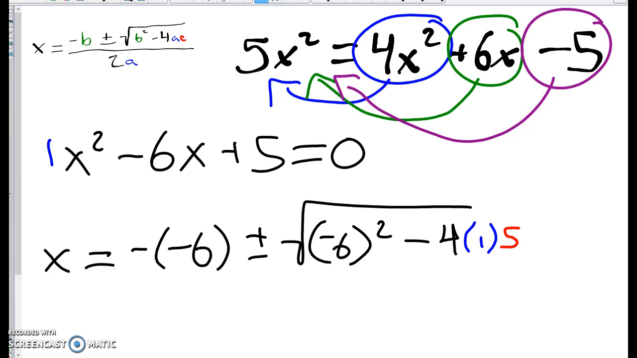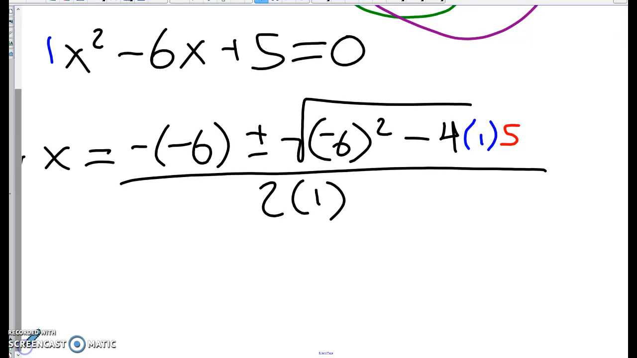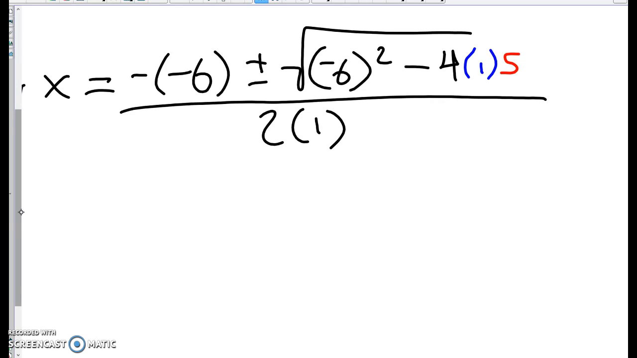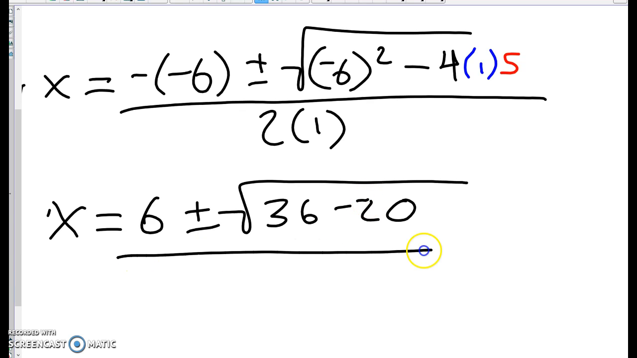And then all of this will be divided by 2 times a, and again, a is 1, so 2 times 1. All right, and from there, it's just simplification, just following order of operations, to get our solution. So negative 6 is just positive 6, plus or minus the square root of negative 6 squared, that's 36. So negative 6 times negative 6 is positive 36. Minus 4 times 1 times 5 is 20. And again, all divided by 2.